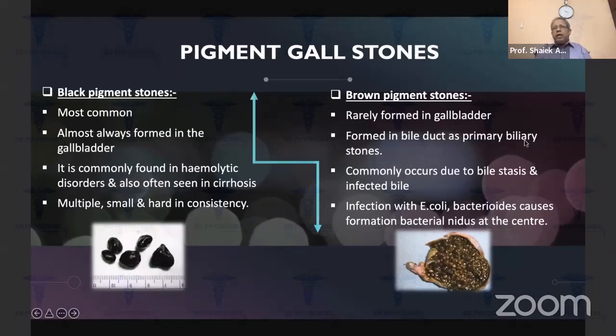It is very important that whenever stones develop in the common bile duct, it is called a primary biliary stone. When a stone migrates from the gallbladder to the biliary tree, the common hepatic duct or common bile duct, it is called a secondary biliary stone. This commonly occurs due to bile stasis and infected bile. Infection with E. coli and bacteroides causes formation of a bacterial nidus at the center.